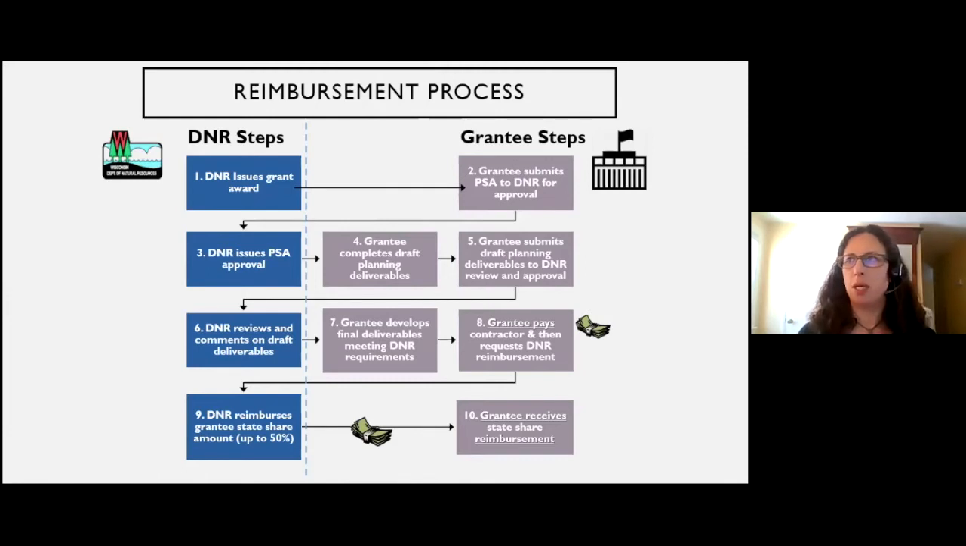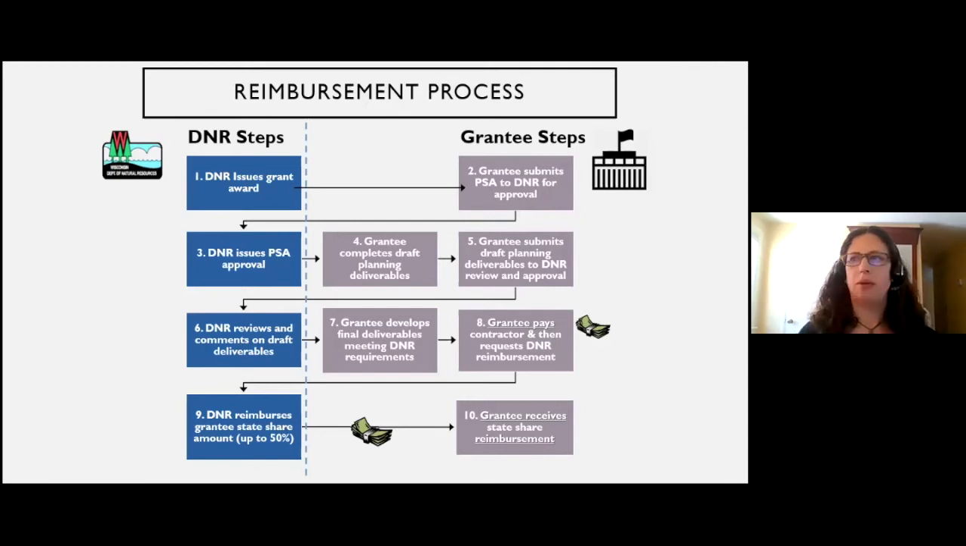So first, DNR issues a grant award. Then the grantee submits a professional service agreement, or PSA, to DNR for approval. Then DNR issues the PSA approval. And this is an opportunity for DNR to help the grantee evaluate whether the consultant proposed scope meets the requirements. This happens before agreements are executed, and the grantee begins incurring costs under those agreements.